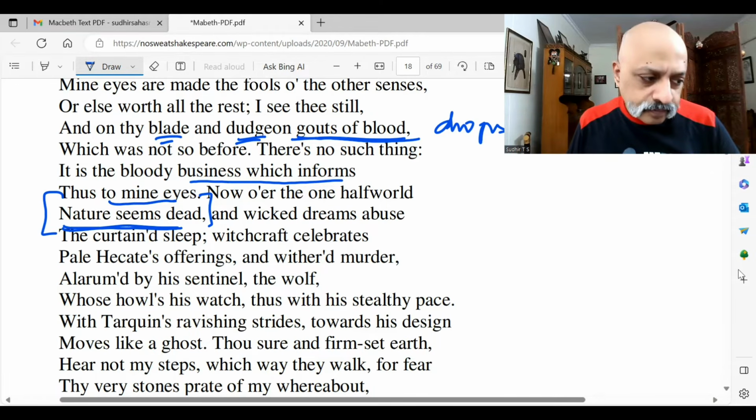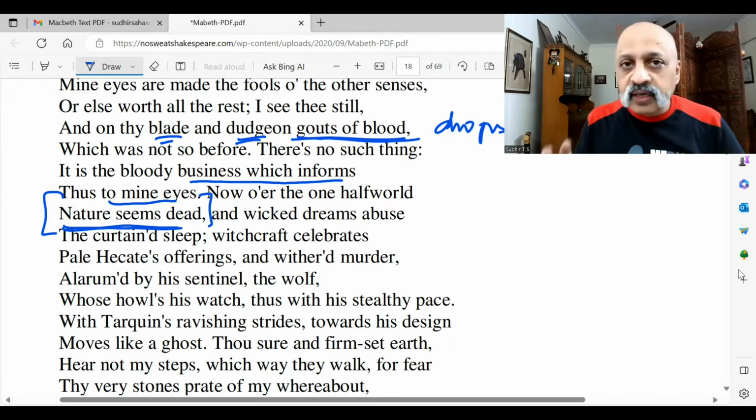Then he says, "wicked dreams abuse the curtained sleep. Witchcraft celebrates pale Hecate's offerings, and withered murder." Okay, wicked dreams abuse also means that the evil of the deepest fears is in the curtained sleep.